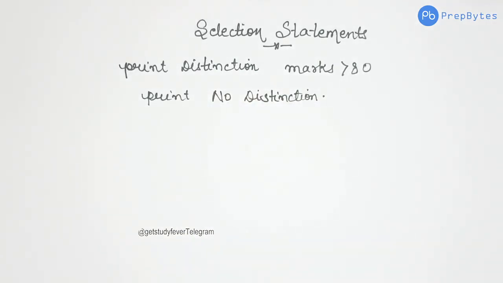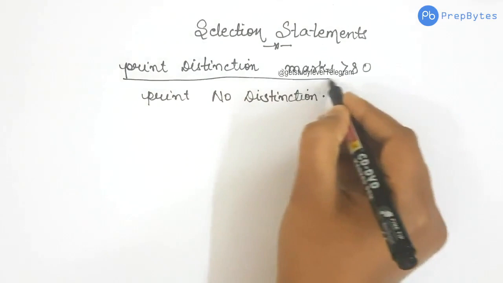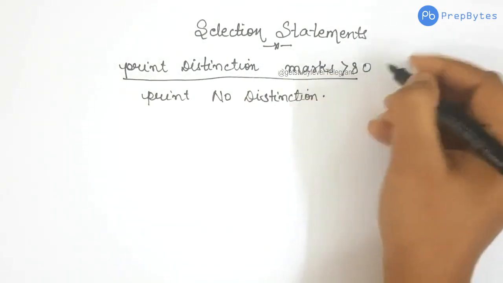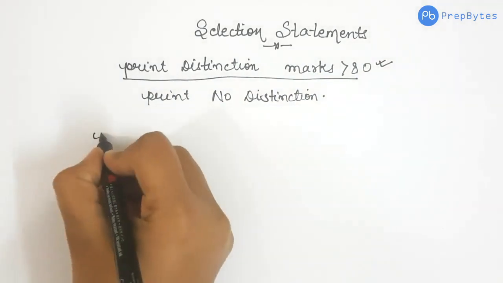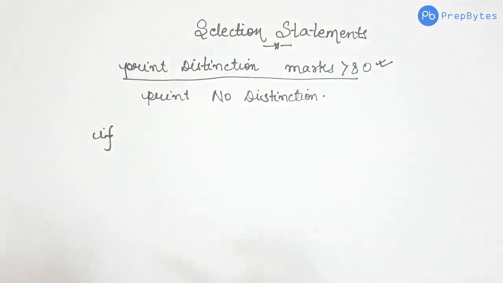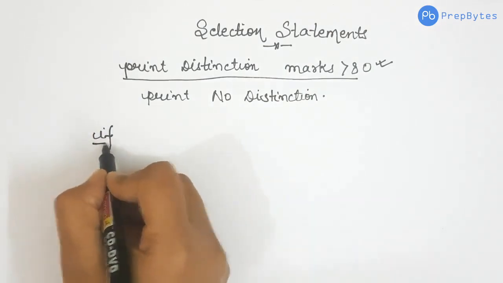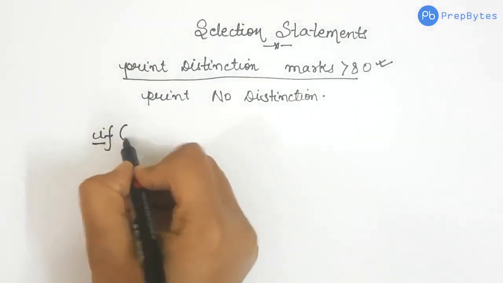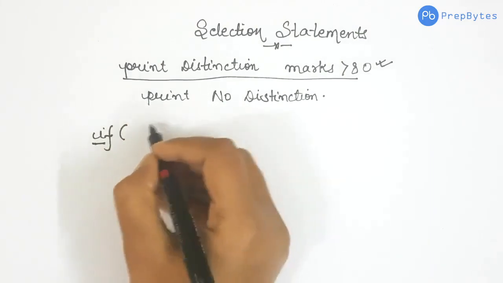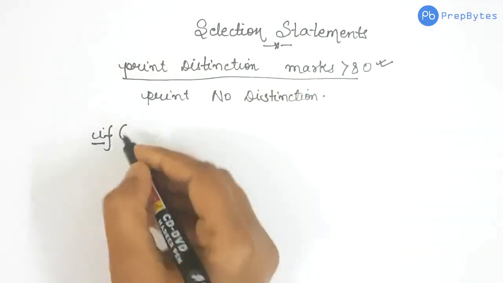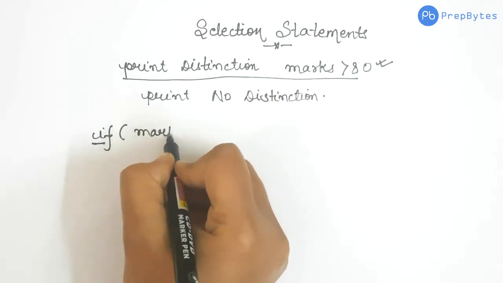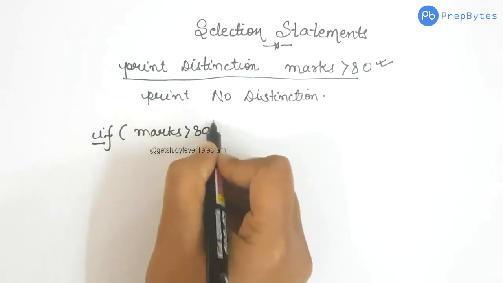Now, first concentrate on this particular line, that I have to print distinction if marks is greater than 80. How can we do this in Java? We can do this using an if statement. So we use the keyword if, then we write a particular condition. Here the condition is marks greater than 80.